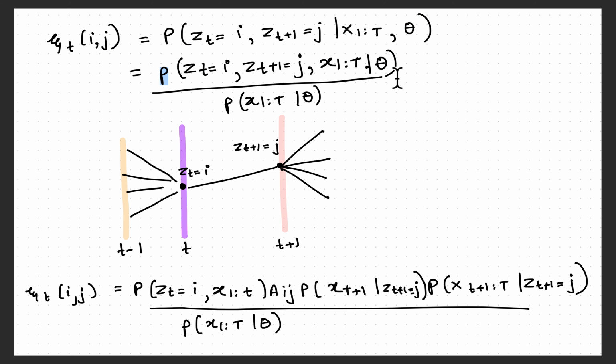I've just broken this chain or this joint probability into individual terms, right? So I break this down into the probability of ending up in state i and the observation sequence 1 through small t, right? Then we make a transition from state z t equal to i to z t plus 1 equal to j, which is given by a ij. Then we look at the probability of emission of the observation x at time t plus 1, given that at time t plus 1 the hidden state was j, times the probability of the observation sequence from small t plus 1 through capital T, given that at time z t plus 1 you are in the jth state, right? And the denominator is just the normalization constant in this case.